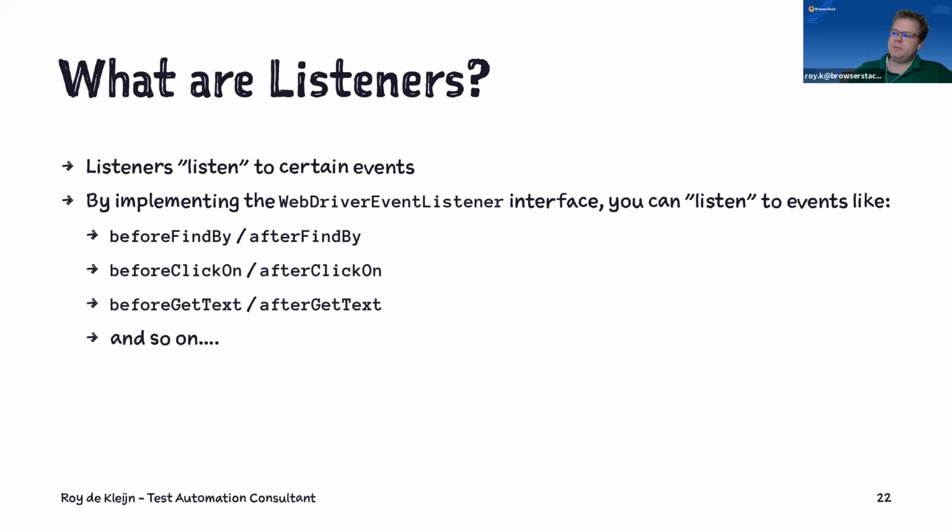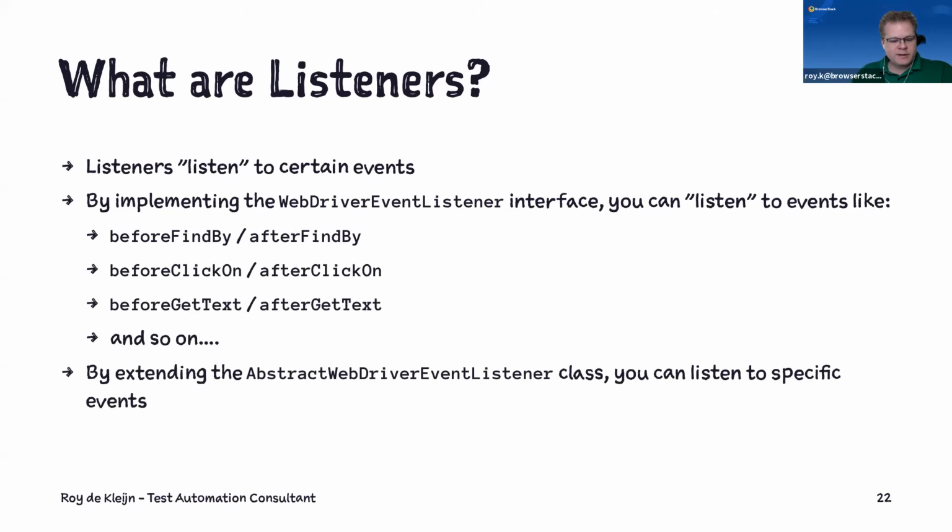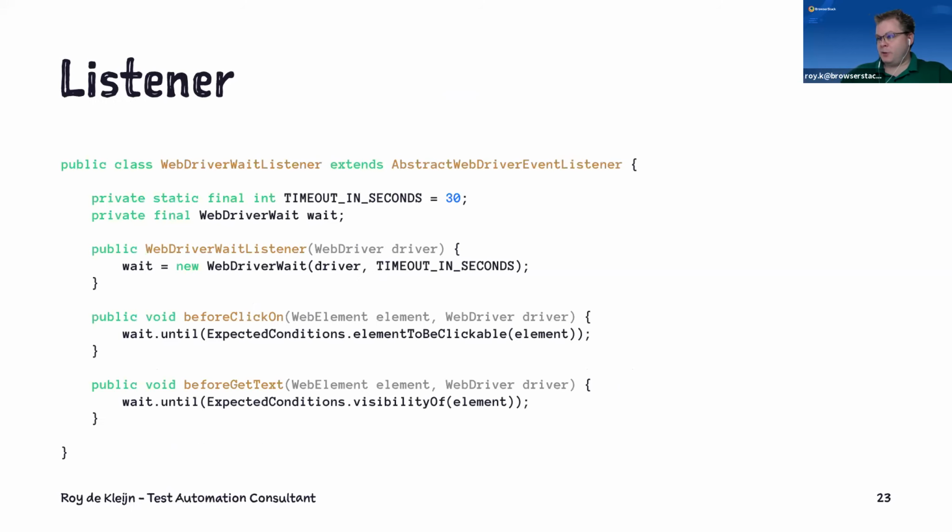But if we implement from WebDriver event listener, then we need to override all 15 methods. And that's in most cases not really what we want, because we like to override in most cases only 1 or 2 of those events. And by doing that, we can extend our listener class from abstract WebDriver event listener. And then we can override only specific methods. So there is no need to override them all. So that sounds maybe a little bit abstract. So I have some example.